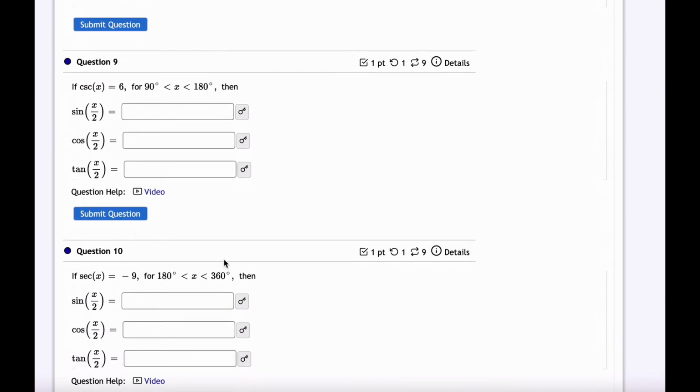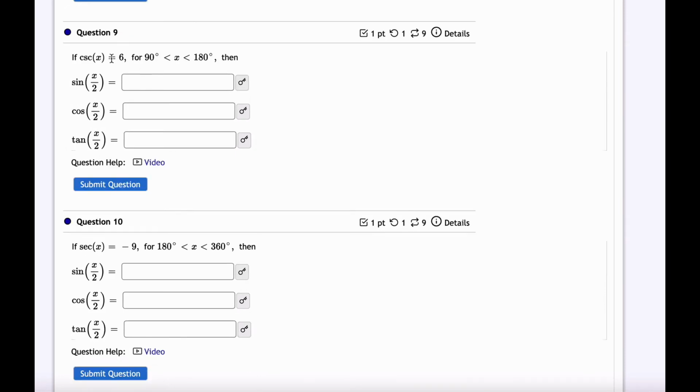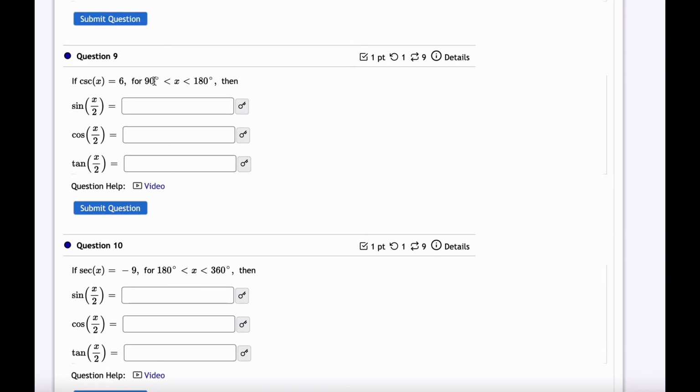Question 9, however, switches, and now we're using the half angle formulas, and those are a little bit trickier. For question 9, they tell you that the cosecant of x is 6, and because the cosecant is the reciprocal of the sine, they're really telling you that the sine of x is 1/6, and that your angle x is between 90 and 180 degrees. A little bit weird that these are given in degrees instead of radians, but whatever, this is just telling you you're in the second quadrant. And so maybe if you know the sine of x, you can figure out the sine of x over 2, the cosine of x over 2, and the tangent of x over 2.